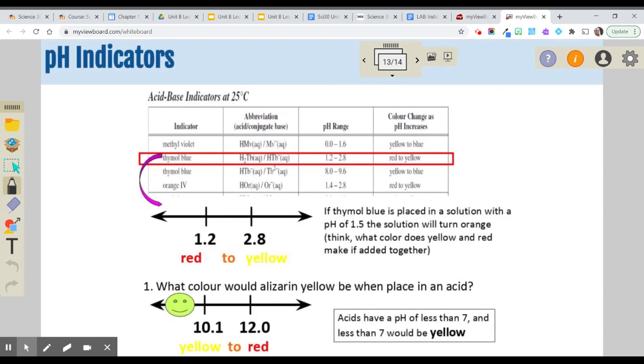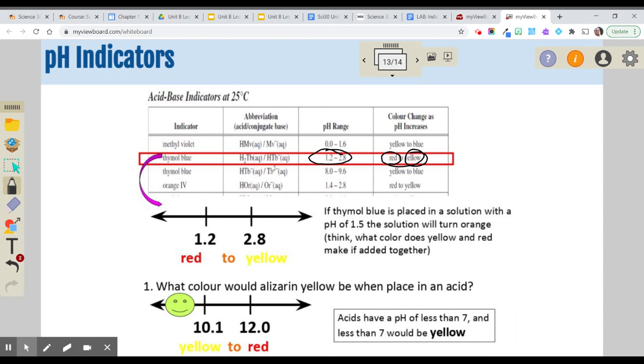Alrighty, we're going to look at another indicator here. If thymol blue is placed in a solution with a pH of 1.5, the color will turn orange because it is right in the middle of the range. So you have a mixture of the red and the yellow. What color would alizarin be? Where's alizarin? Oh, it's yellow to red too. But what about this one?